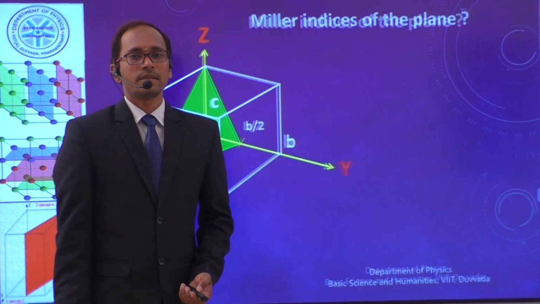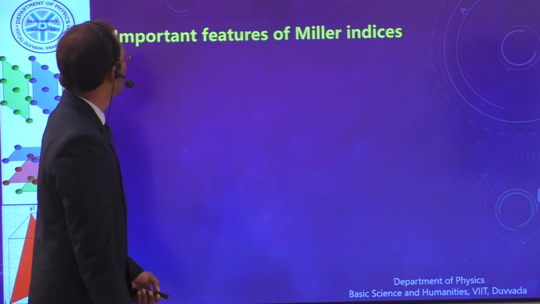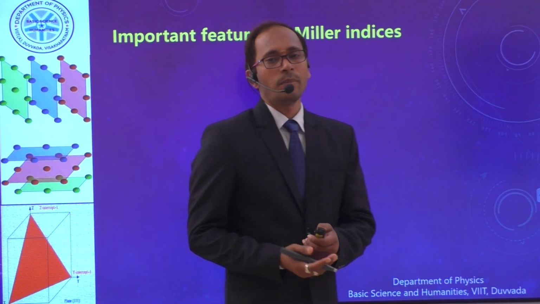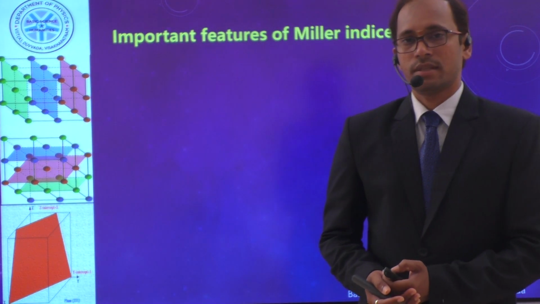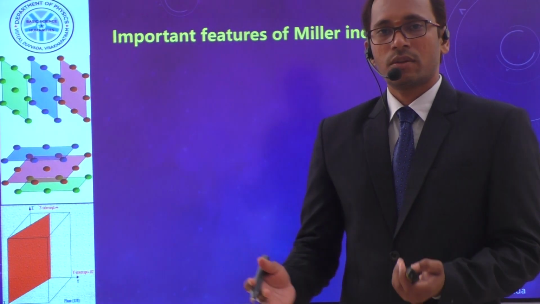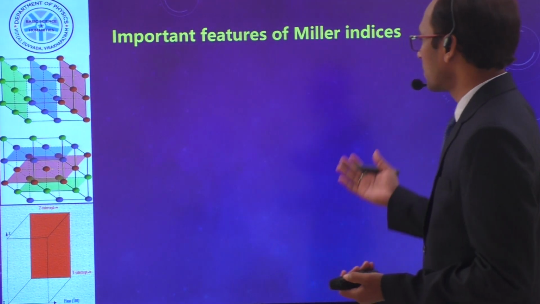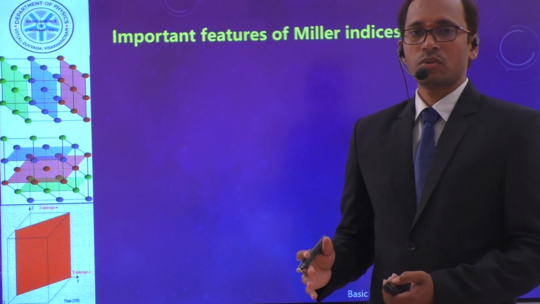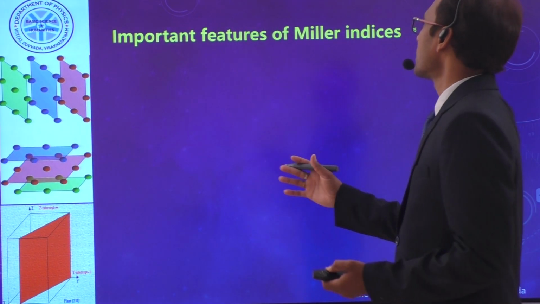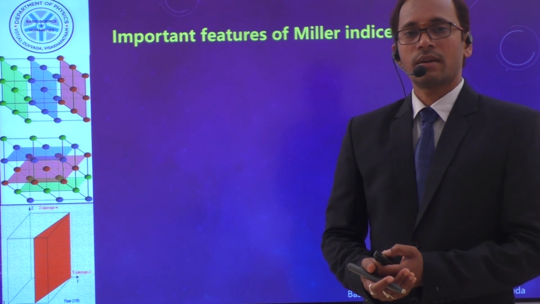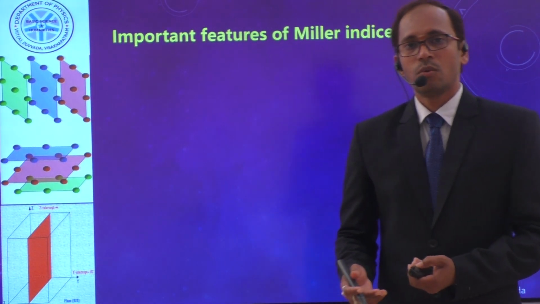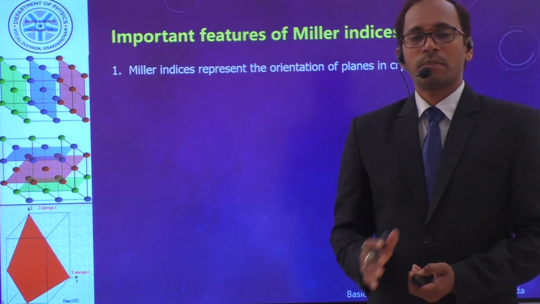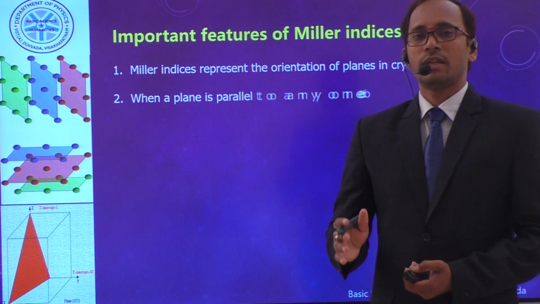Now let us discuss the next. Before that, I just wanted to give some important features of Miller indices. While converting planes into Miller indices, we have to have some clarifications as given by the Miller indices. Those we can call important features. Whatever Miller indices we are representing, that is the orientation of that plane.